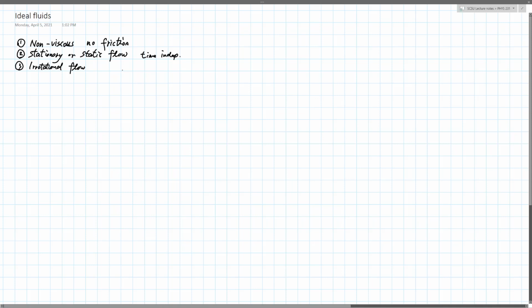So irrotational flow means you don't have any eddy current, any curls. There's no drain to rotate around, because that rotation represents some energy that we're not able to account for. Without that rotational energy, everything else can be accounted for. So irrotational flow means there's no eddy current.